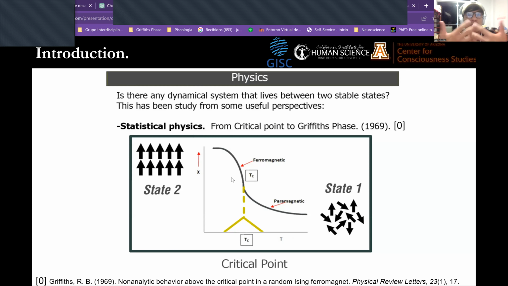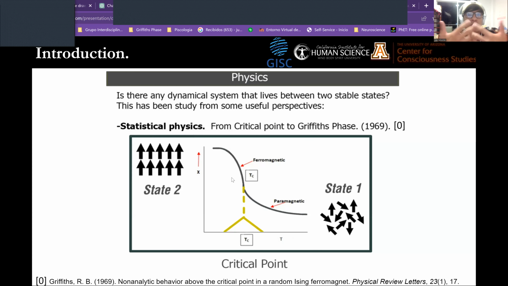For example, matter. There are liquid, solid, and gas. What is in the middle of each stable state? Can any dynamical system live in this middle? For a long time, in statistical physics, they asked these kinds of questions, and they found that in order to cross from state 1 to state 2, you should pass through a critical point.